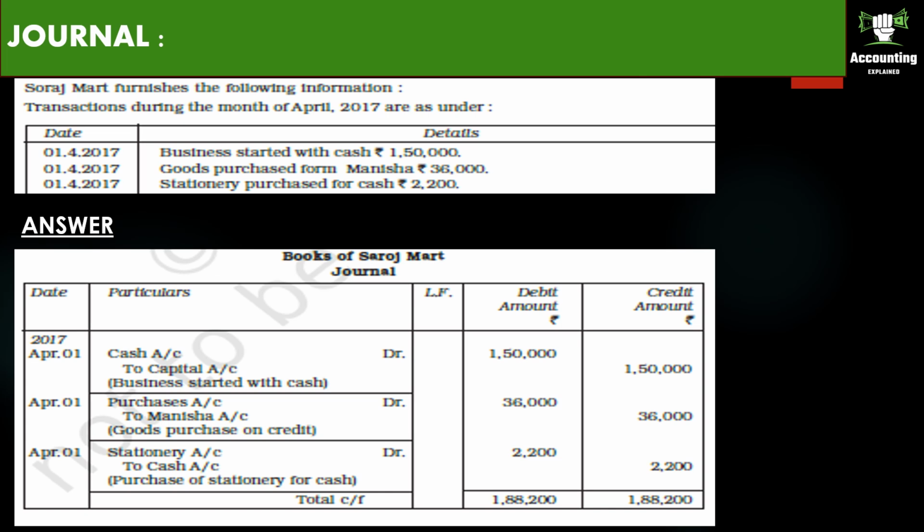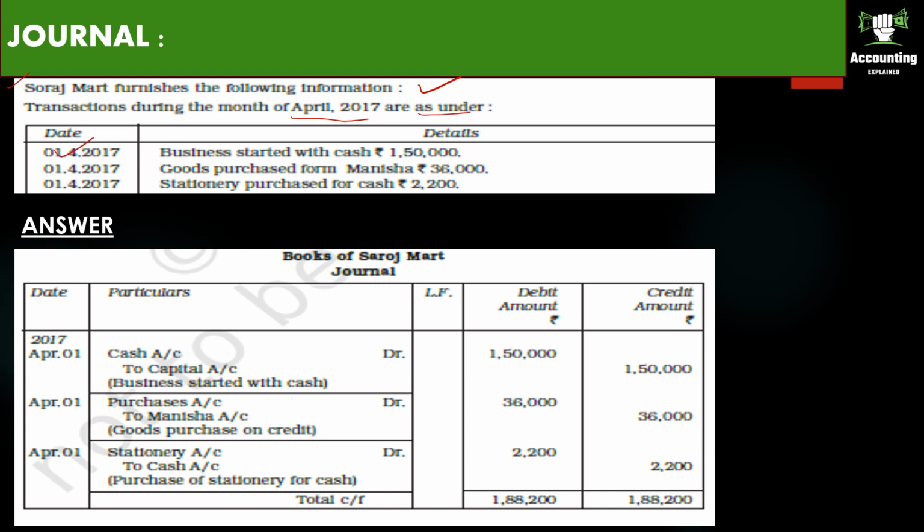Now we are going to write journal entries for transactions, that is, the day-to-day transactions which arise in a company. Saroj Mart furnishes the following information. This is the question which I have taken from your textbook. Transactions during the month of April 2017 are as under.